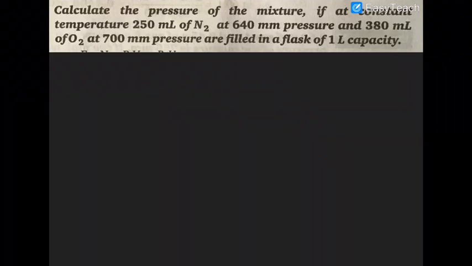So now we will discuss some questions on Dalton's law. First question: calculate the pressure of the mixture if, at constant temperature, 250 ml occupy that much pressure and 380 ml occupy 700 of pressure, filled in a flask of 1 liter capacity. Now, what do you mean by that?